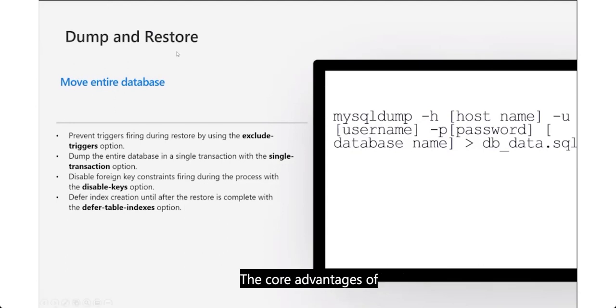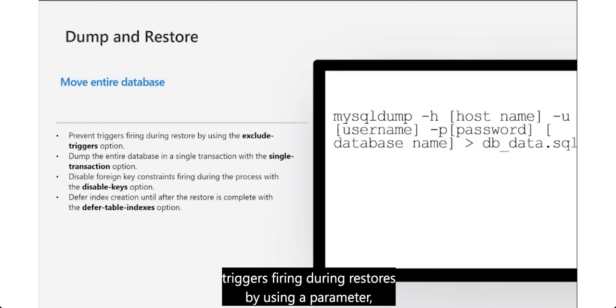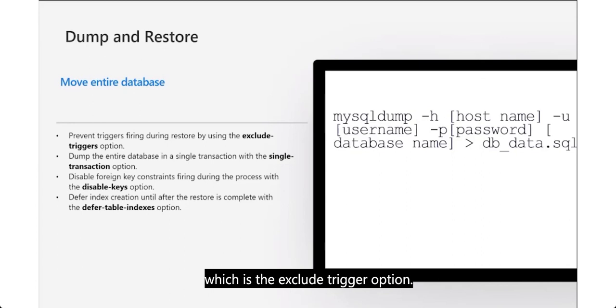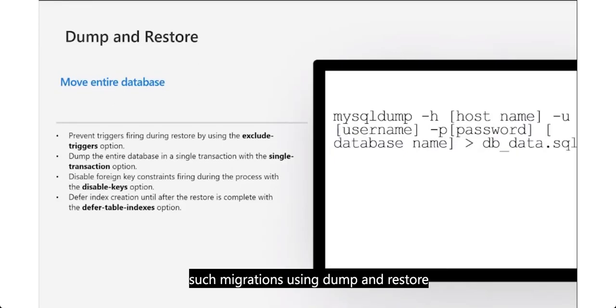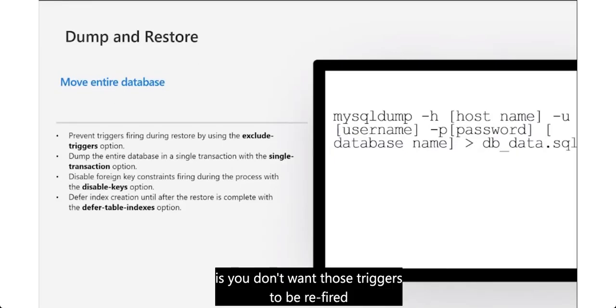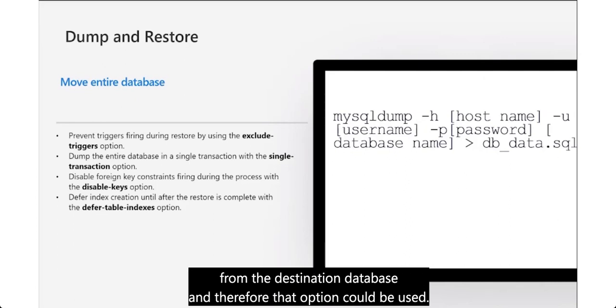The core advantage of a dump and restore is you can prevent triggers from firing during restores by using a parameter, which is the exclude triggers option. One of the common best practices when performing such migrations using dump and restore is you don't want those triggers to be refired on the destination database, and therefore that option could be used.